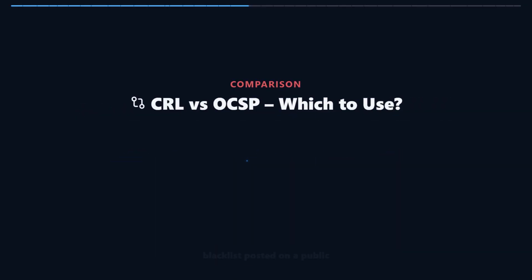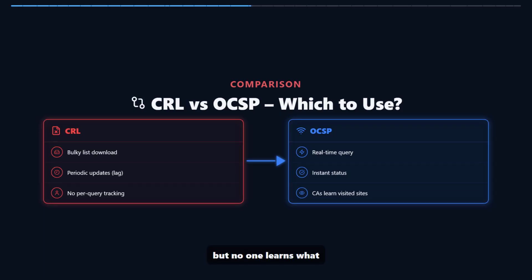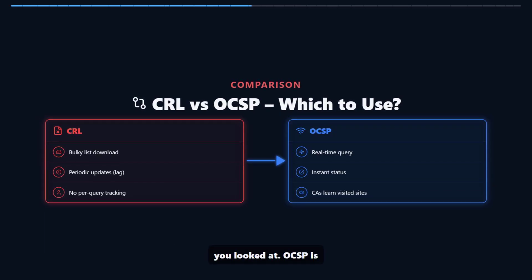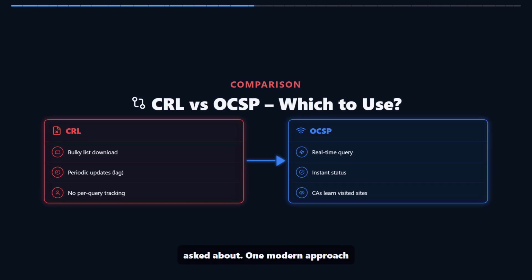CRL is like checking a blacklist posted on a public board. Bulky, updated on a schedule, but no one learns what you looked at. OCSP is like phoning the CA every time. Instant answer, but the CA now knows every certificate you've asked about.